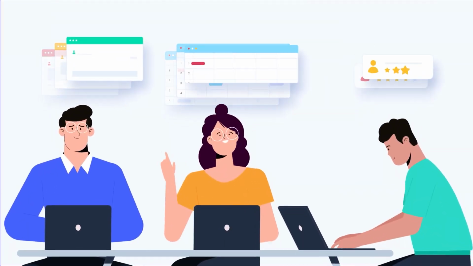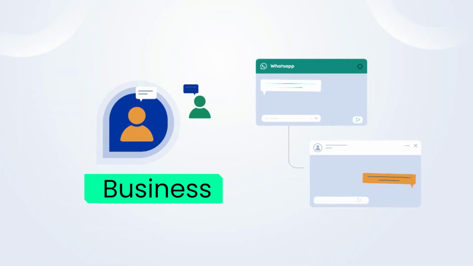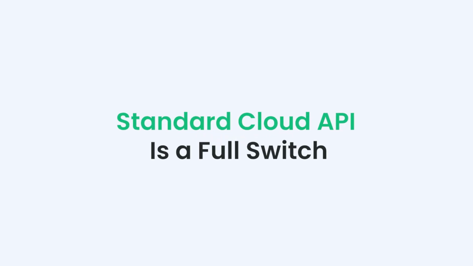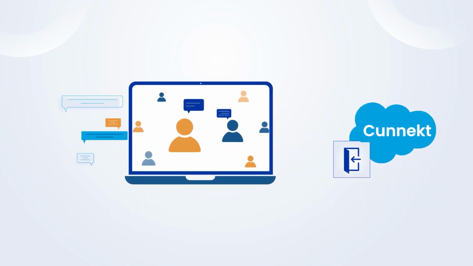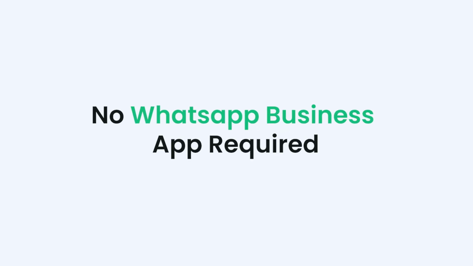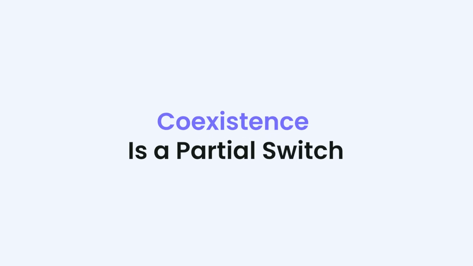The choice comes down to one question: is your team ready to work completely out of one platform, or do they still need the business app running? Standard Cloud API is a full switch. Everything moves to Cunnekt, and your team also gets Cunnekt mobile application to manage chats from mobile device. No WhatsApp Business app required. All messages, all automation, all reporting, one platform. Coexistence is a partial switch.